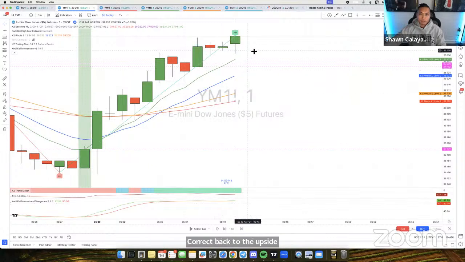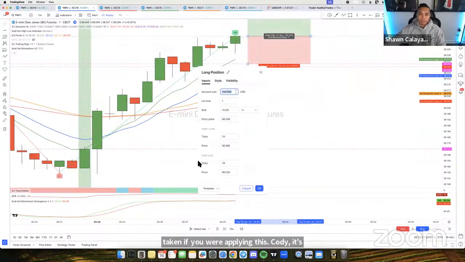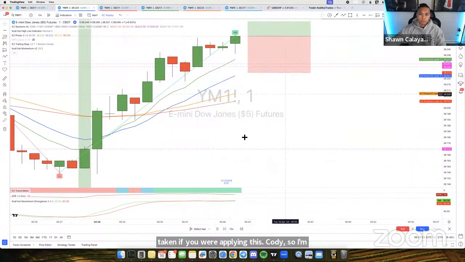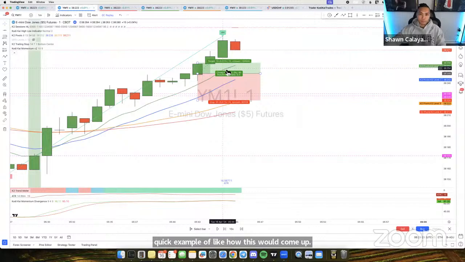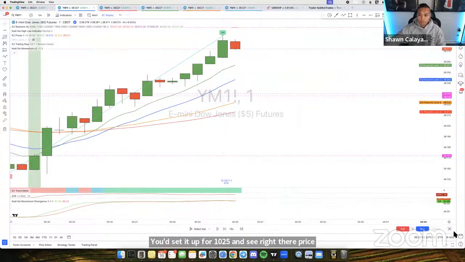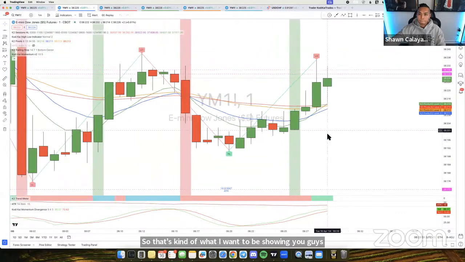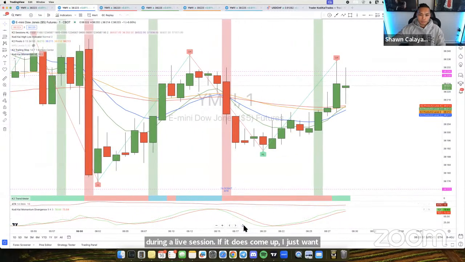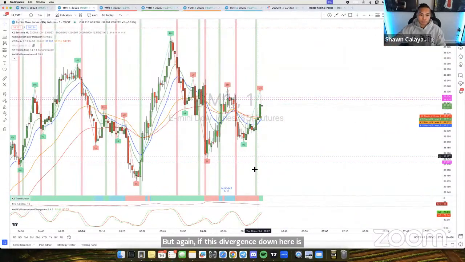right there, this is where the entry would have been taken if you were applying this Kodi Kai divergence strategy. So I'm showing you a quick example of how this would come up. You'd set it up for 1025, and you can see right there, price pushes up to full TP. So that's what I'm going to be showing you guys during the live session if it does come up. I just want to see how it plays out in real time. But again, if this divergence down here is distracting to you, just let me know and I'll take it off the chart.